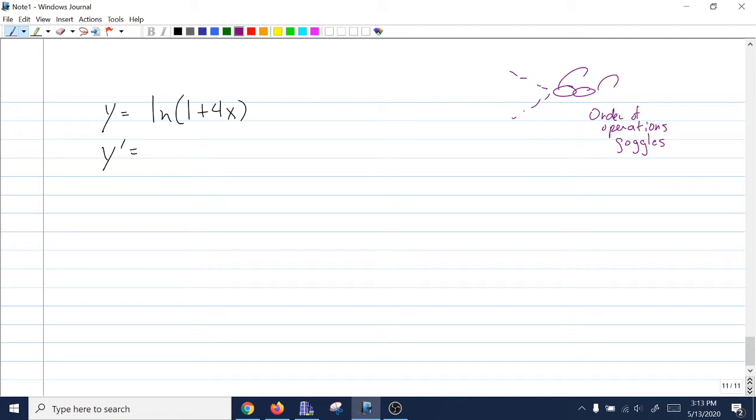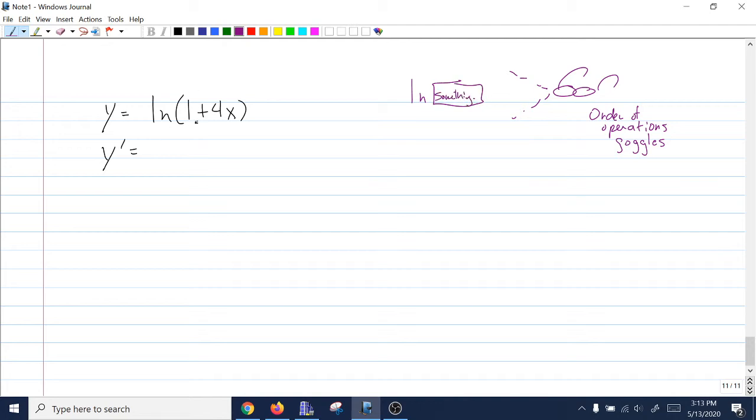If you had one of those bad solar-powered calculators that you can only do one thing at a time, if I was plugging the number 3 into this, I would take 3 times 4, enter. And then I would take that number plus 1, enter. And then I would take the natural log, enter, and that would be my answer. My order of operations goggles are looking at it in those terms: if I'm doing the computations one step at a time, what is the very last step?